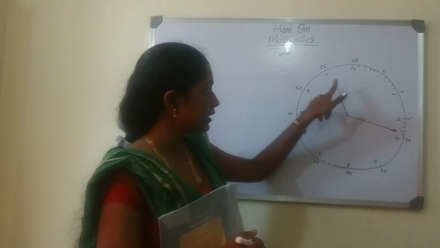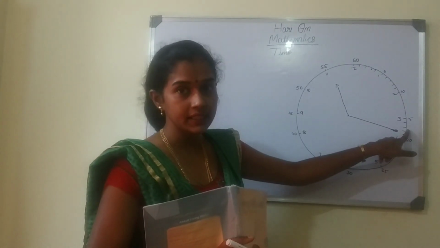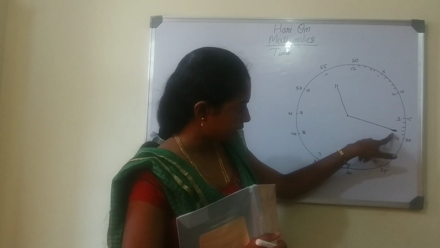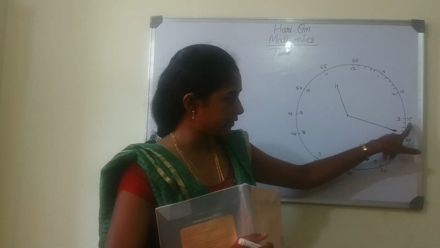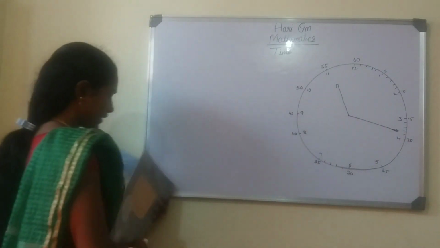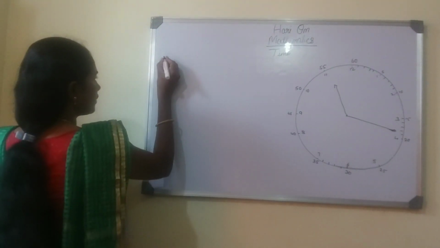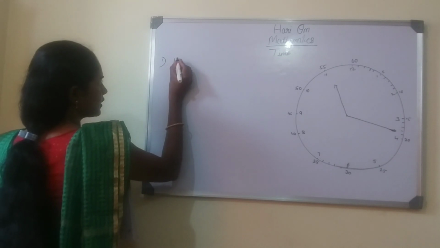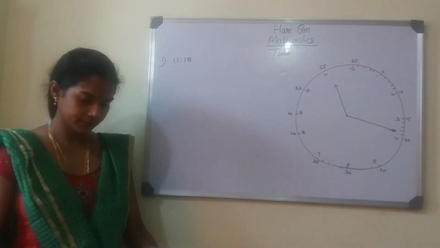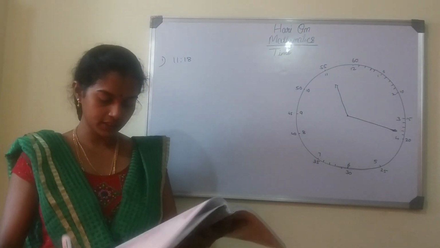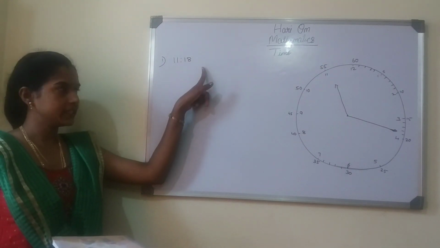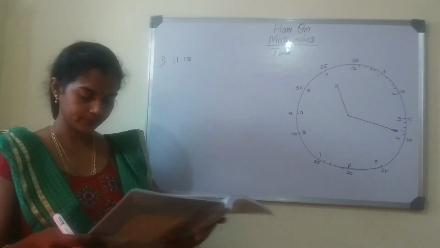What is the time here? 11 o'clock, 18 minutes. Understood children? So after 15, the long hand is at 16, 17, 18. So the exact time is 11 o'clock, 18 minutes. Okay, write it down children. What is the time? 11 o'clock, 18 minutes.